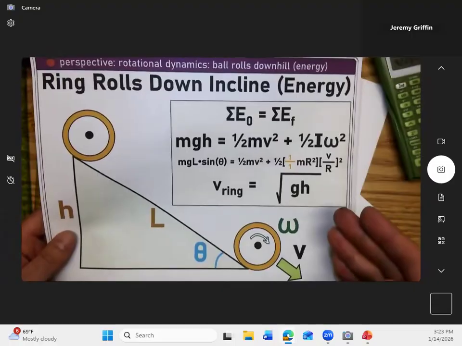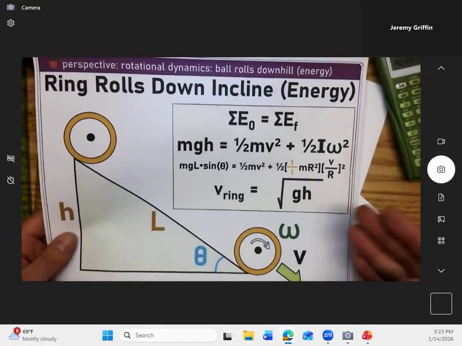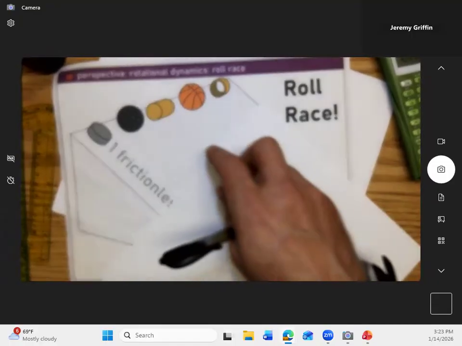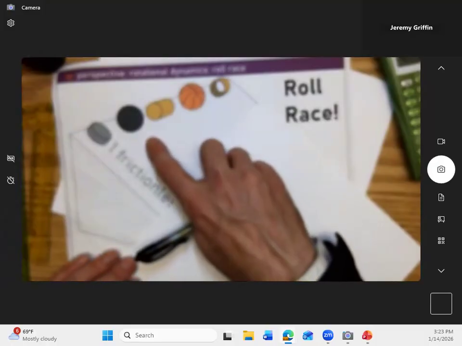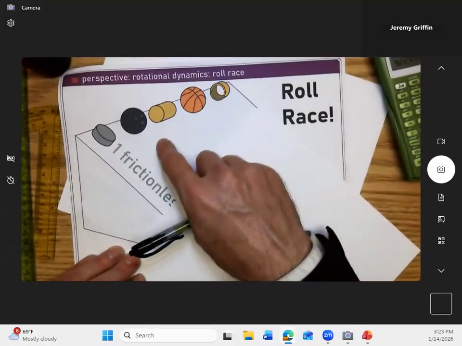Like, is it a ring? Is it a basketball? Is it a bowling ball? How's the mass distributed? Okay. So that's what's relevant. Right. So now these are in order of something.